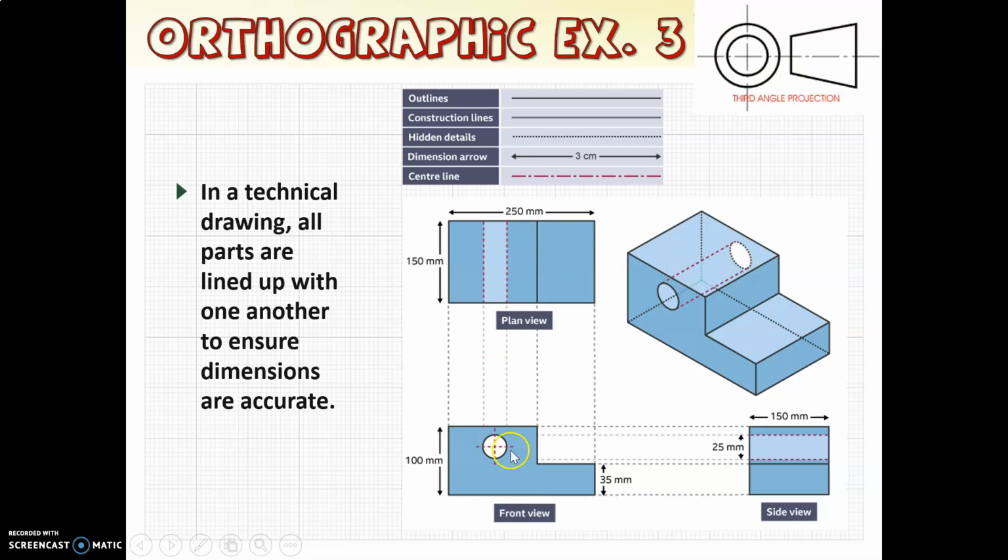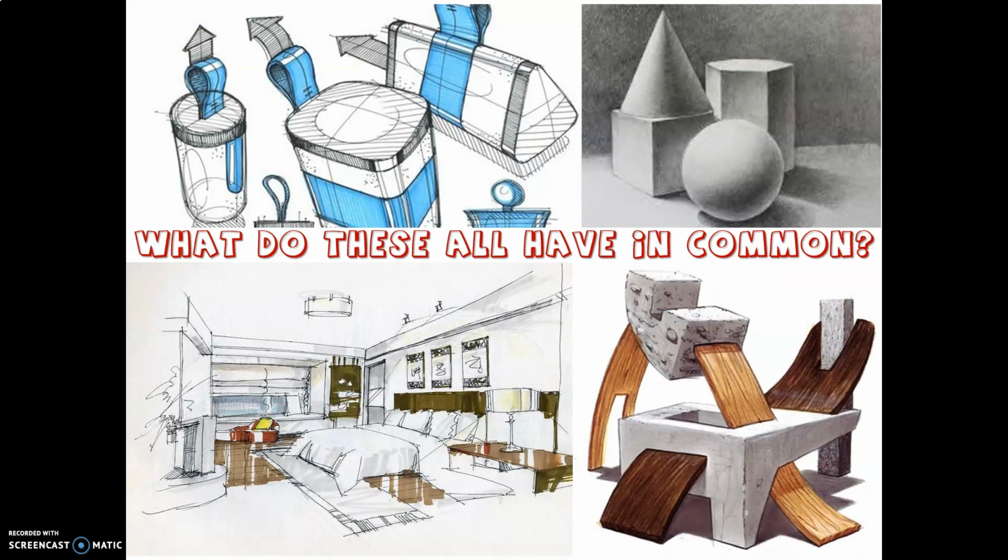Well, we'd have the front view here, and then you can see that all the sides are lined up with one another, and even the tube is lined up. And then from the side, we can see it as well. Hopefully you're starting to get the idea. We'll have a practice in class.